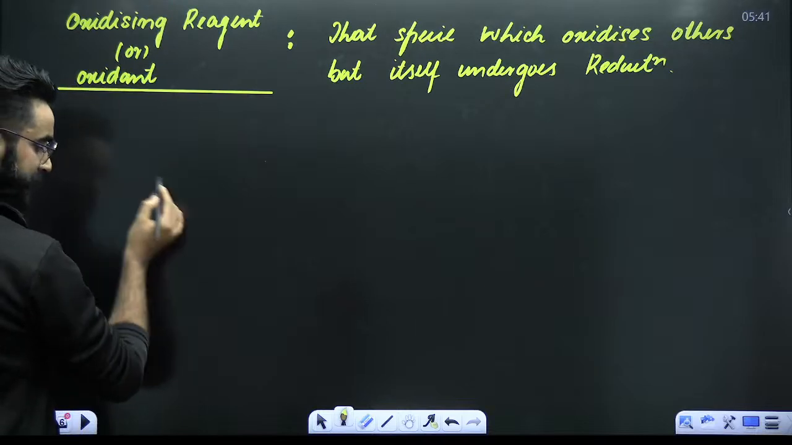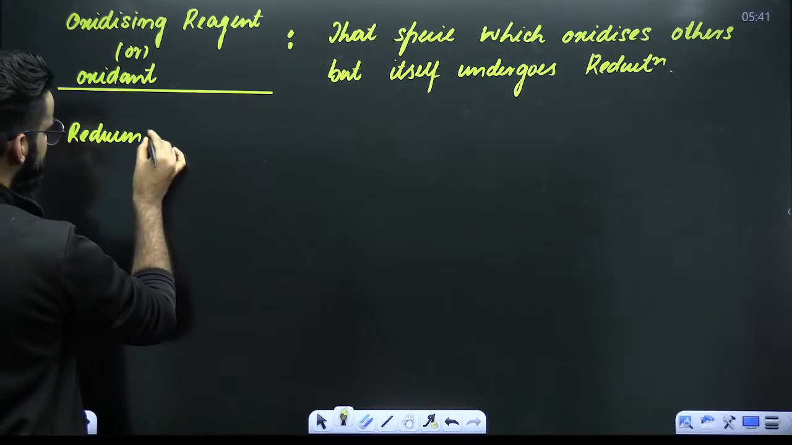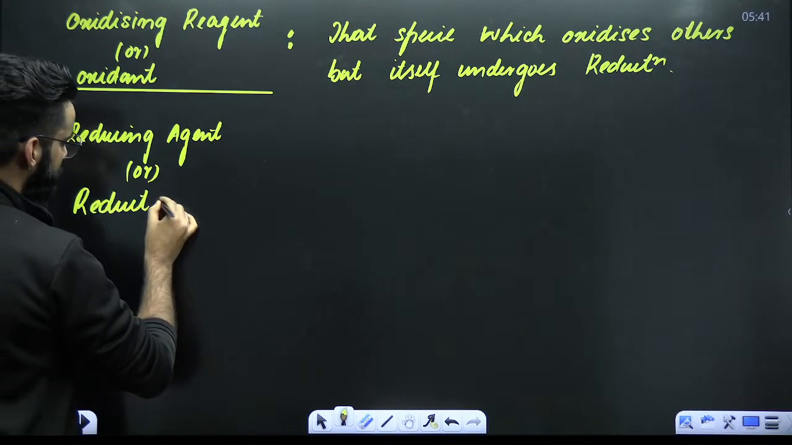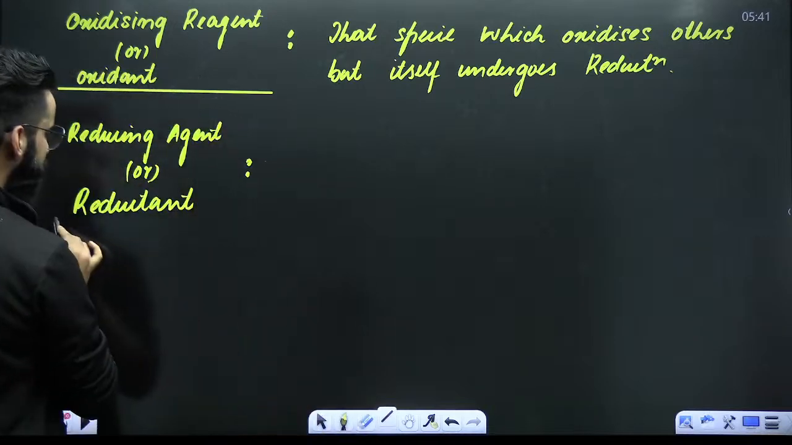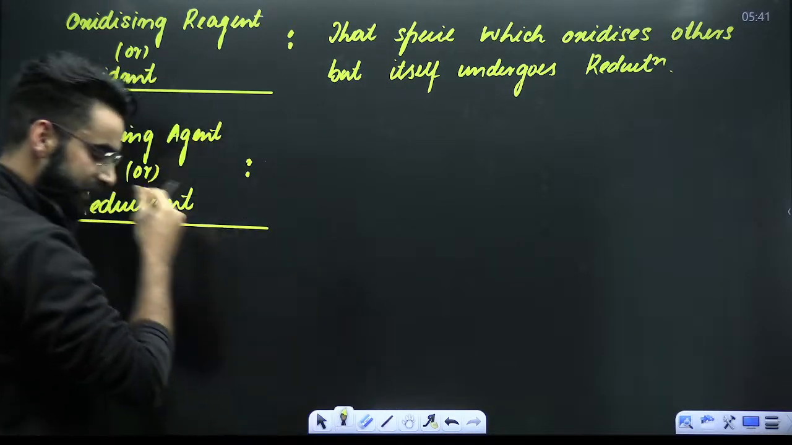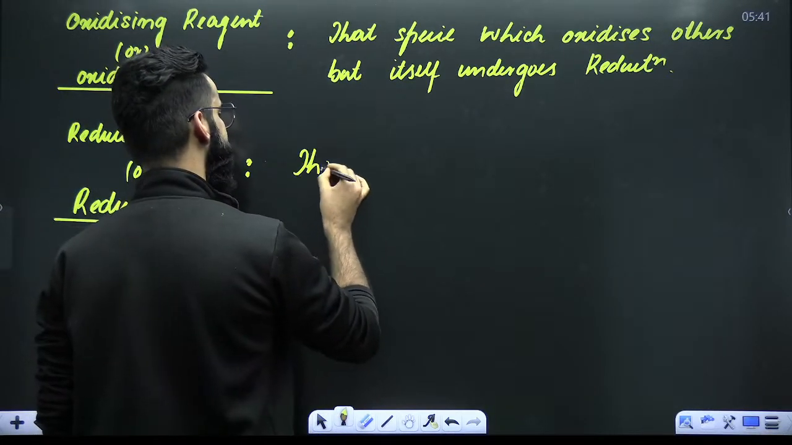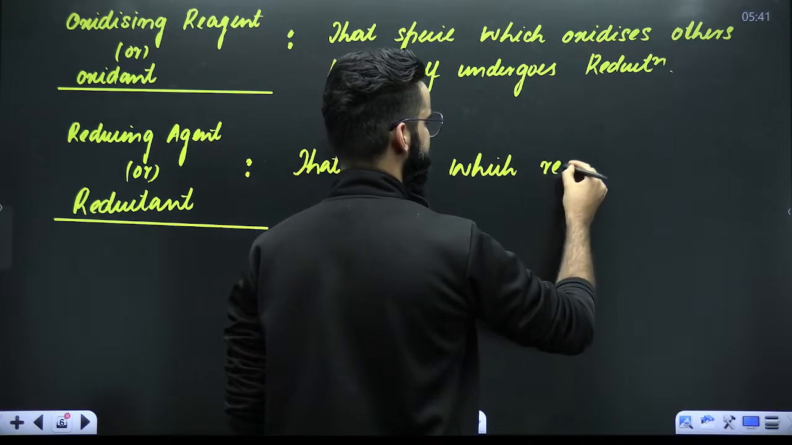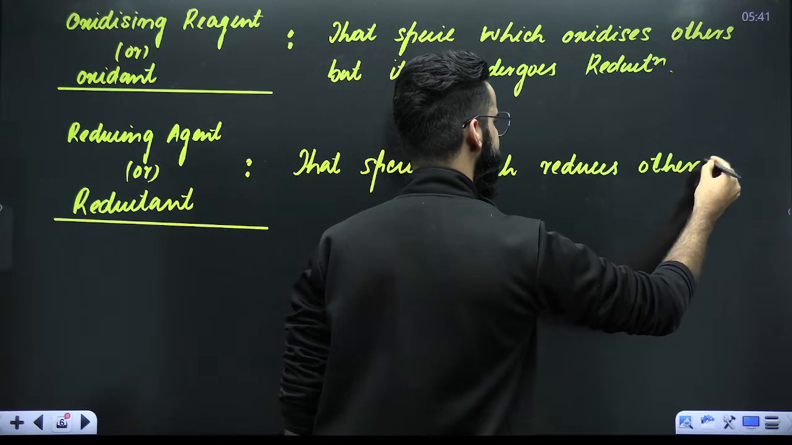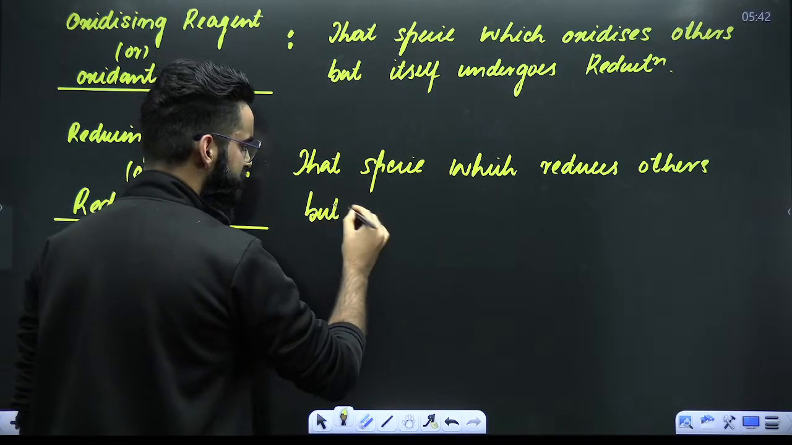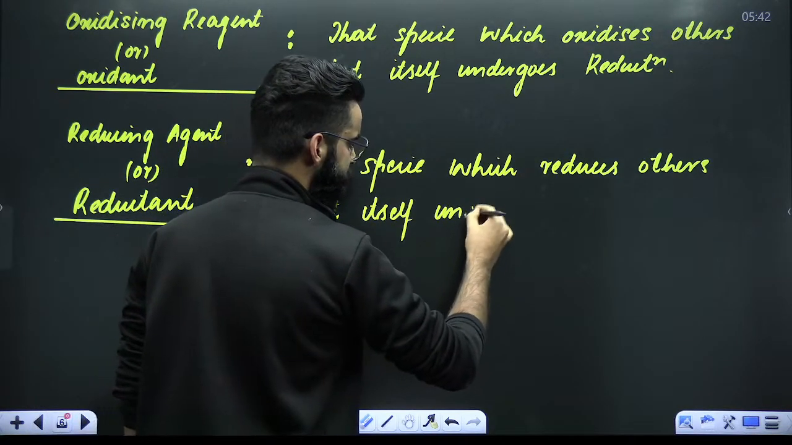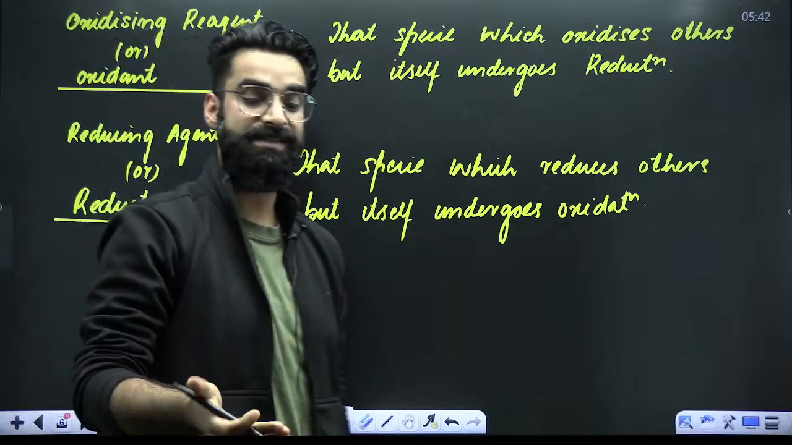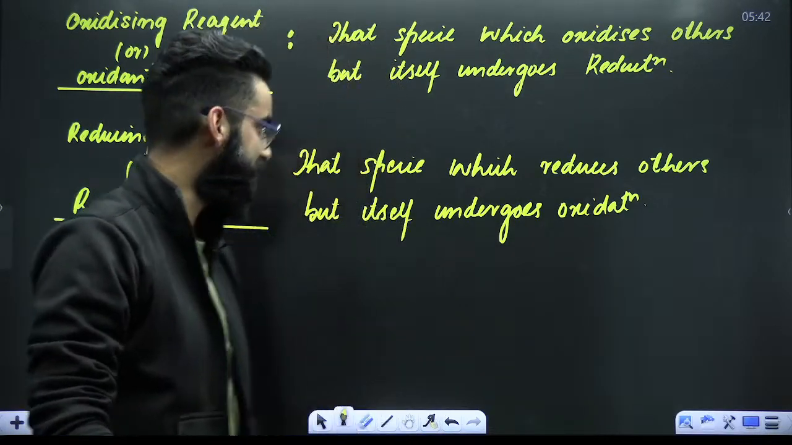Before making you understand that, I'll be writing the definition of reducing agent as well. Reducing agent, or you'll be calling it the reductant as well. Now, how do you define the reducing agent? Let's get to know about that. Reducing agent, it is that species which reduces others, but itself undergoes oxidation. So that particular species which is going to reduce others, but itself is undergoing oxidation, I'll be calling that the reducing agent.